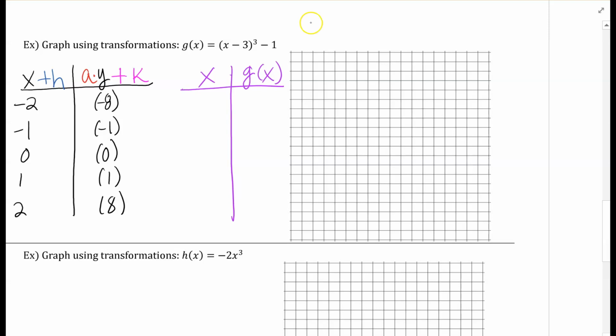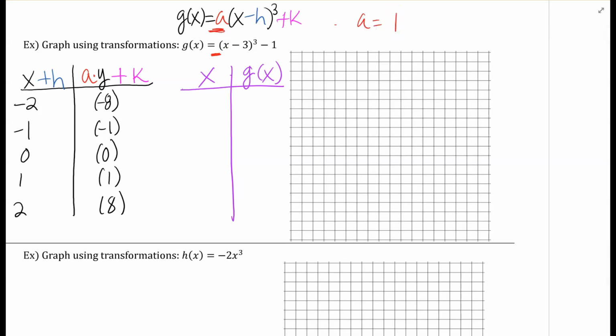From yesterday's lesson, I keep saying yesterday's lesson, but the previous lesson, you should have had g of x equals a times x minus h to the third power plus k. So if you notice, your a value is in front of your x, so I don't have anything in front, so that tells me that my a value is going to be 1.